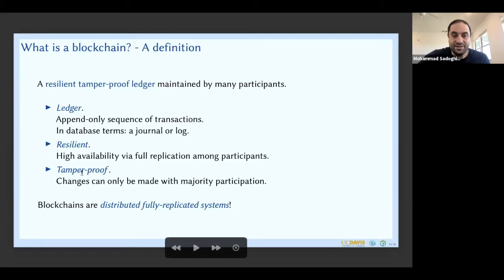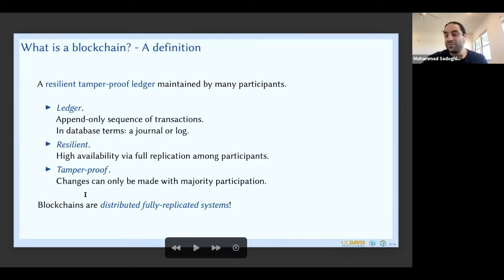And we have resiliency and availability. The reason we have this resiliency and availability is because we have the replication. As we talked about, we have this decentralization: every participant, every entity will have their own copy of the log. So if a minority of these logs are unavailable, the system can still progress. And why is it tamper-proof?